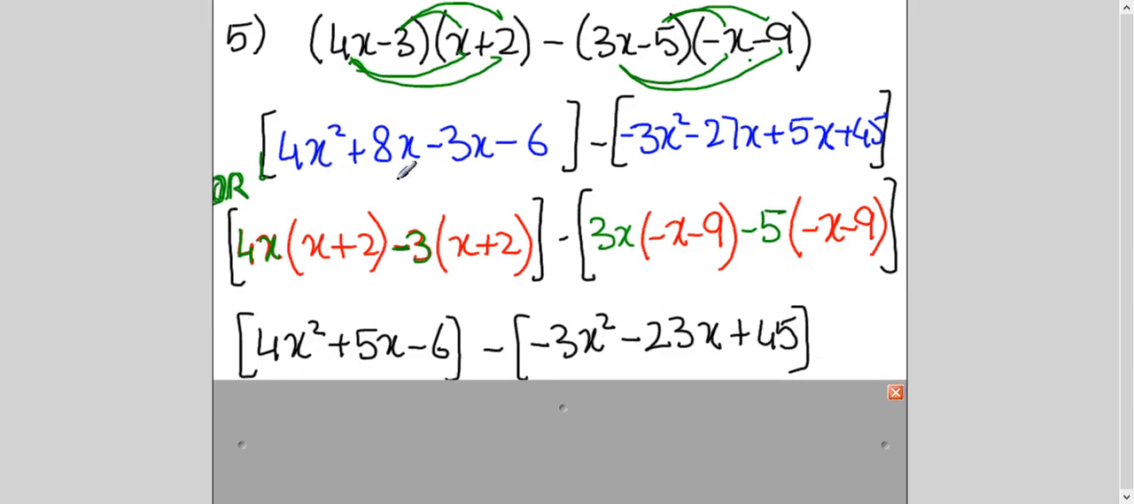Anyway, so from this blue line, I'm writing now this black one. If I see this term and this term are like terms, so plus 8 minus 3 is 5x. The other two terms I'm writing as it is. Okay.